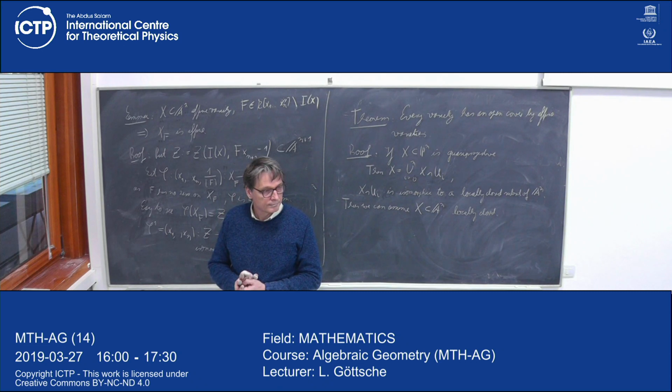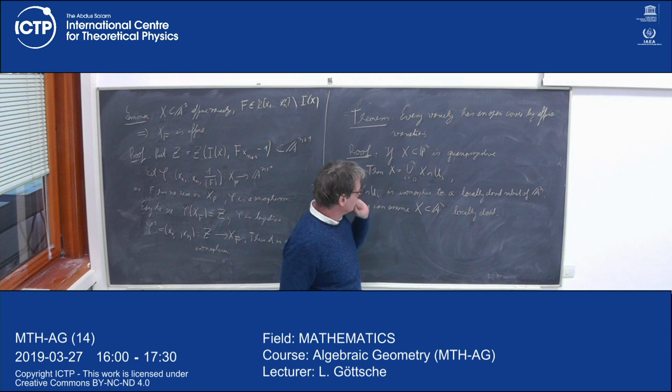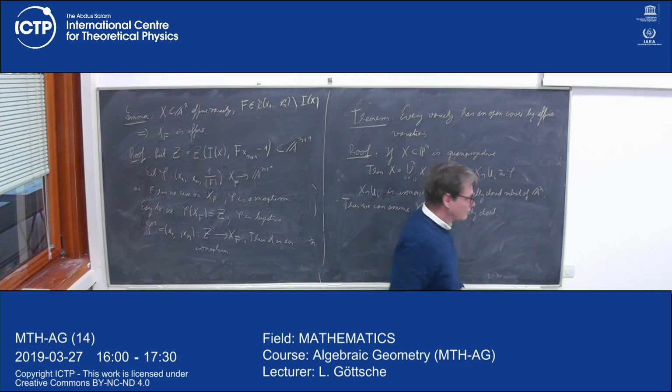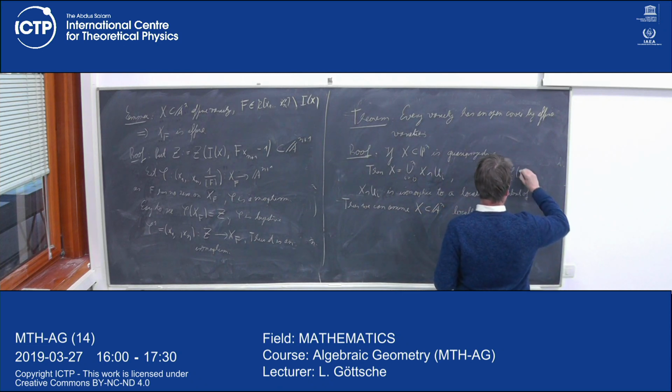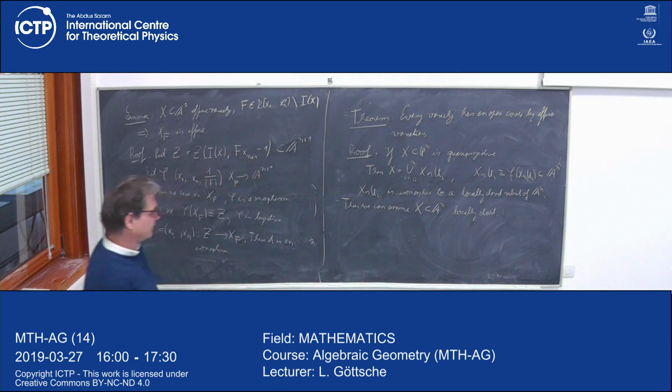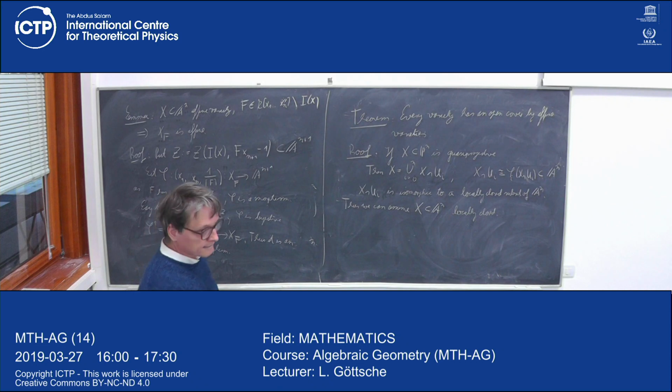How can we assume that X is embedded in affine space? X is the union of these pieces. If we prove for each of these pieces that it has an open cover by affine varieties, we are done, because we just take all of them. But X intersected with Ui is isomorphic to its image inside An, so we can replace X by its image. This is a homeomorphism, and it was locally closed in this, so it is locally closed in An. So we can assume it is locally closed in An, an intersection of an open and a closed subset.